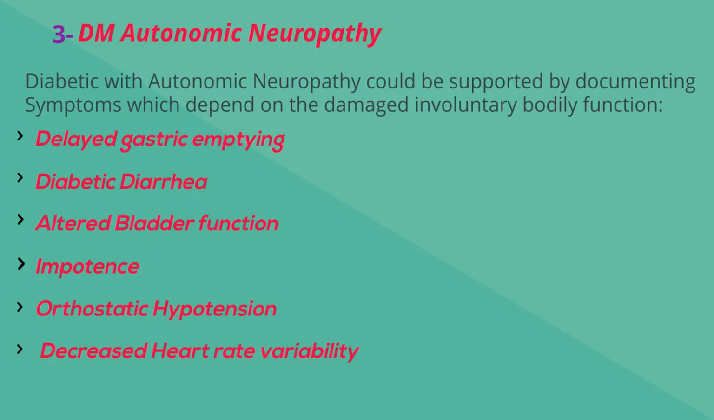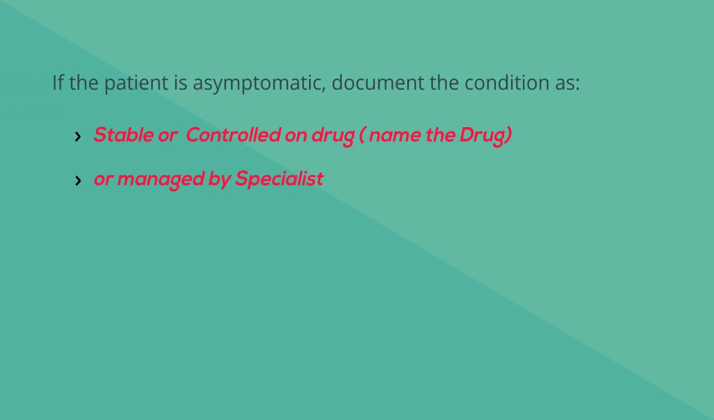empty the bladder completely. Impotence as problems achieving or maintaining an erection or ejaculation problems in men. Vaginal dryness, low libido, and difficulty reaching orgasm in women. Orthostatic hypotension causing dizziness and fainting when standing. Decreased heart rate variability leading to exercise intolerance. If there is no symptom to document, report the diabetic autonomic neuropathy as stable or improved on medication, or diabetic autonomic neuropathy being managed by the neurologist.